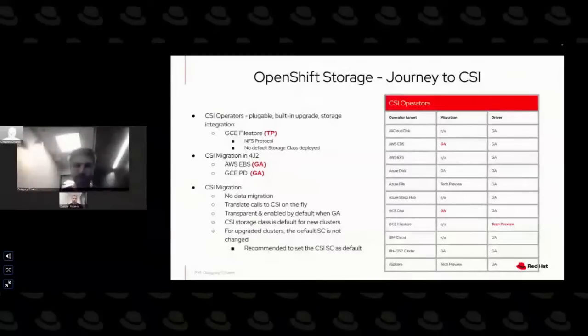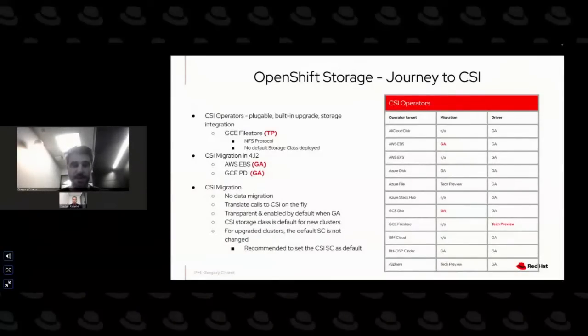Thanks, Tony, and hello, everyone. 4.12 brings a couple of interesting updates on the storage side. Let's have a look at them. So starting with cloud provider CSI drivers, we are adding tech preview support for Google Cloud Filestore, allowing OpenShift clusters running on top of GCP to consume file-based storage with RWX access mode. Filestore uses NFS protocol underneath, for your information.